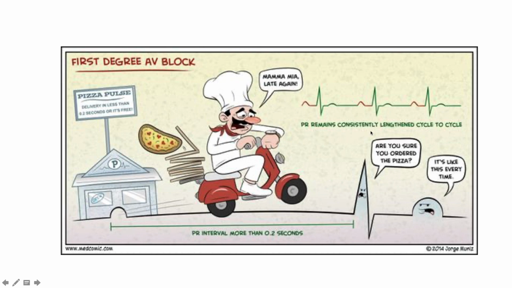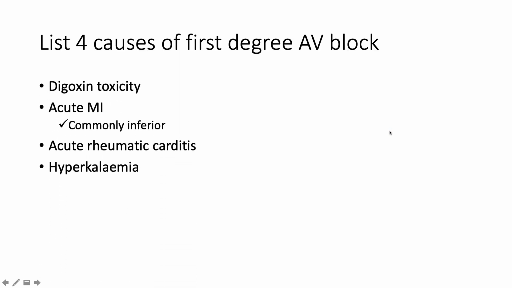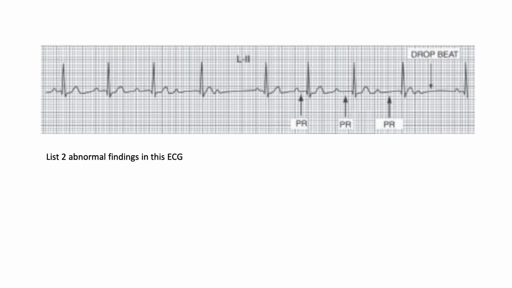The PR remains consistently lengthened from cycle to cycle. And the 4 common causes of first degree AV block: digitalis toxicity, and more digitalis toxicity. Could be in the setting of an acute MI, commonly inferior, because we said that knocks off the sinus node. Acute rheumatic carditis, and hyperkalemia.